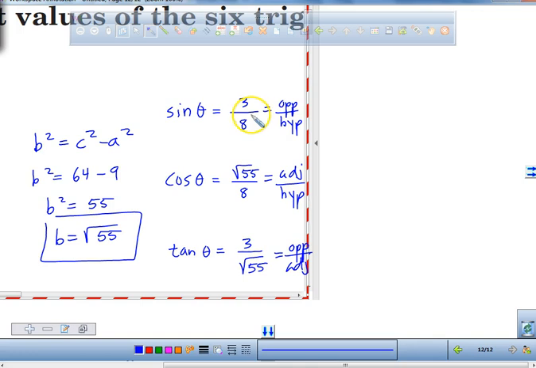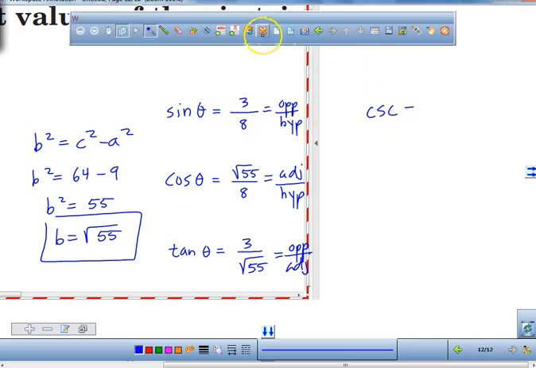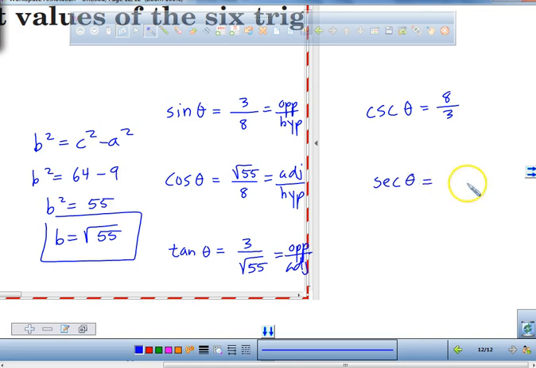Now, once you have these, it's very easy to do the other ones. Cosecant of theta, just the reciprocal, right? It's going to be 8 over 3. The secant of theta is going to be 8 over the square root of 55. And the cotangent of theta will be the square root of 55 over 3.